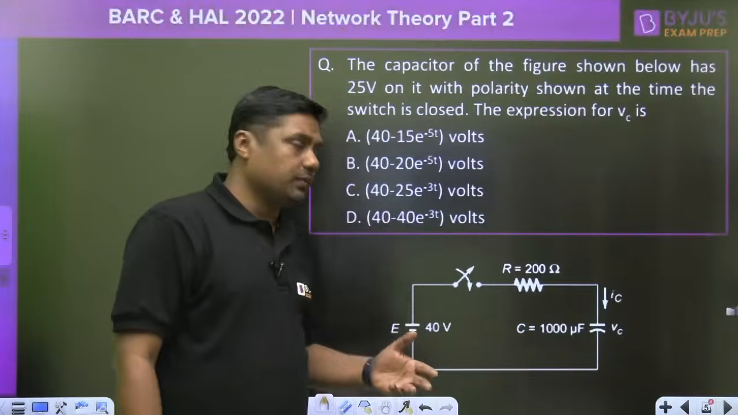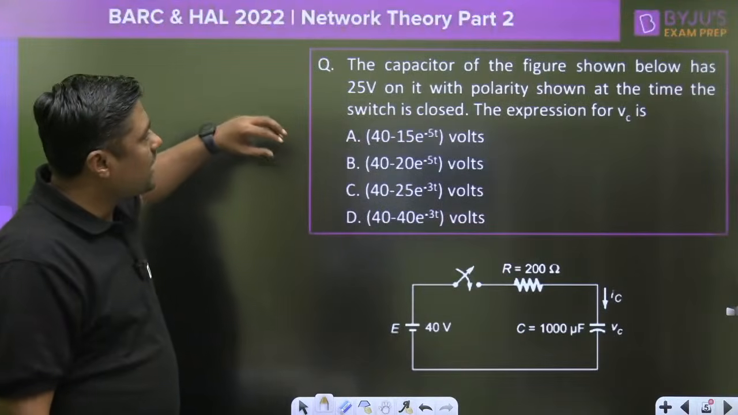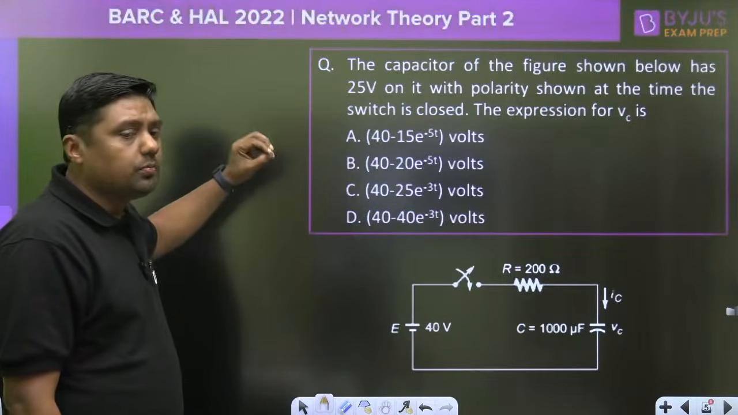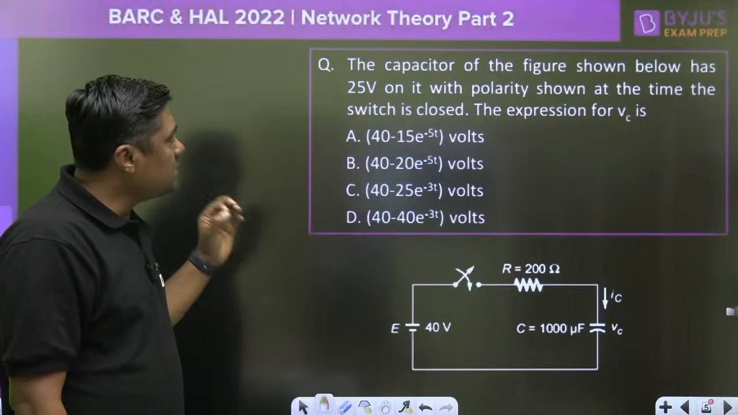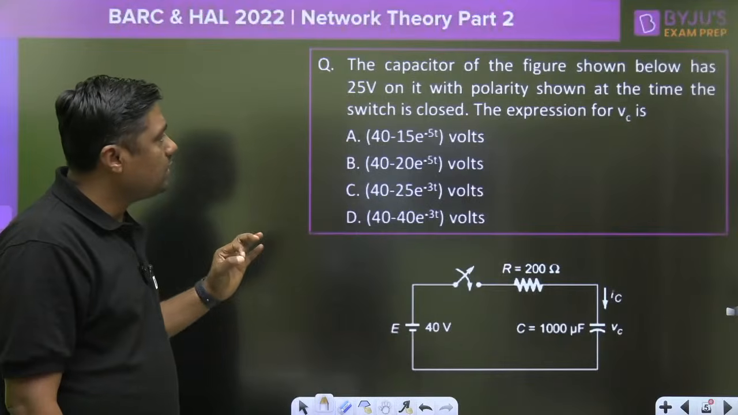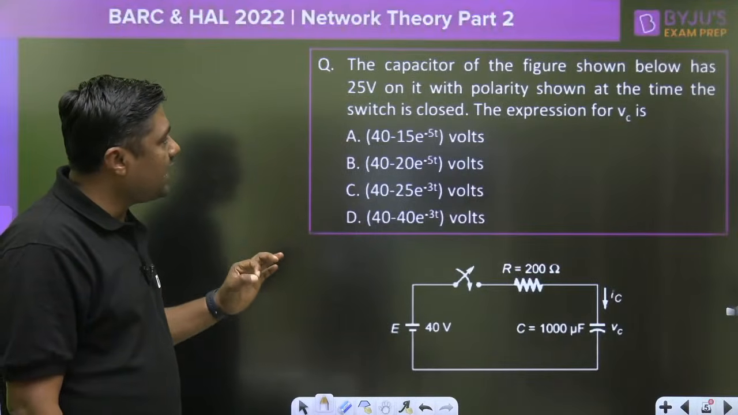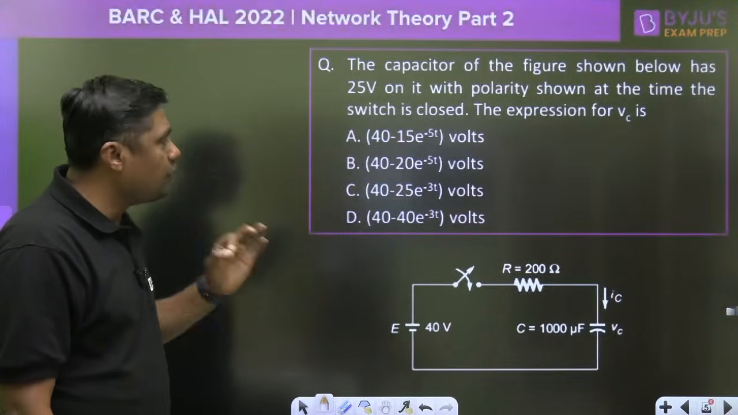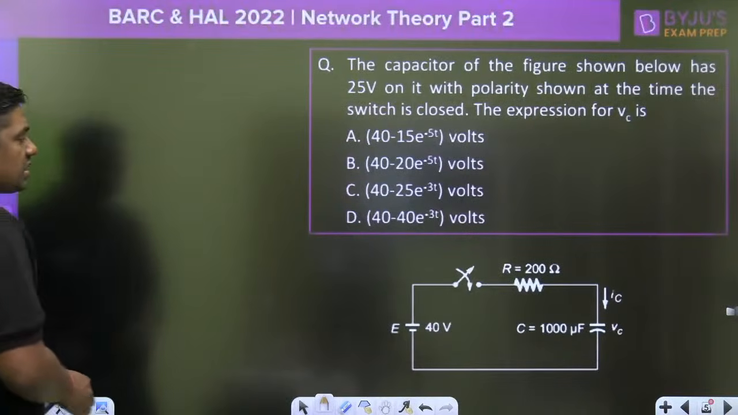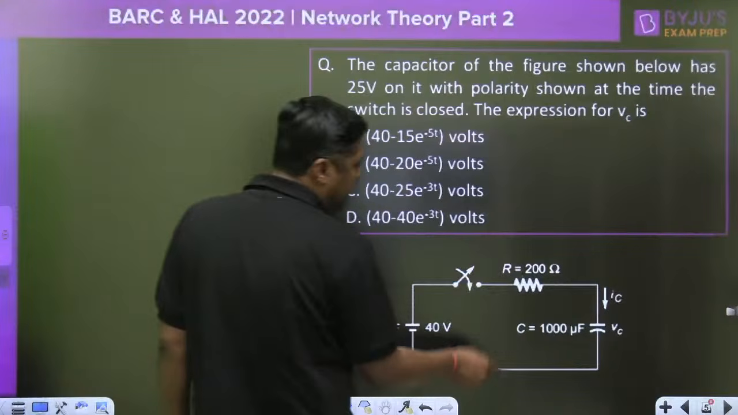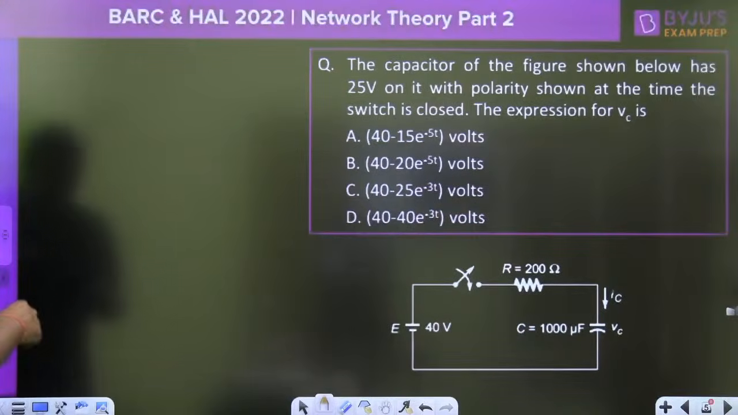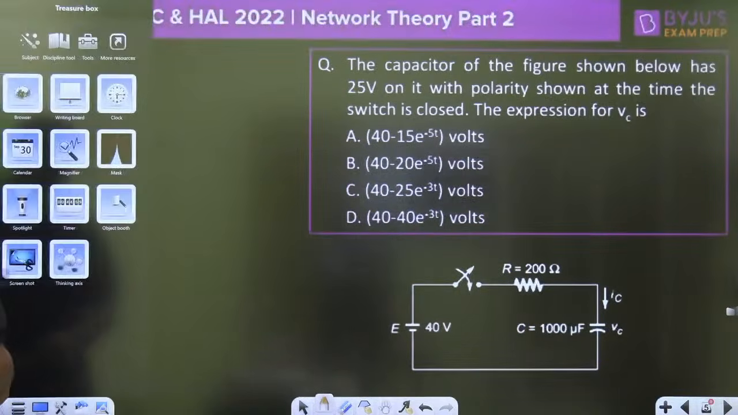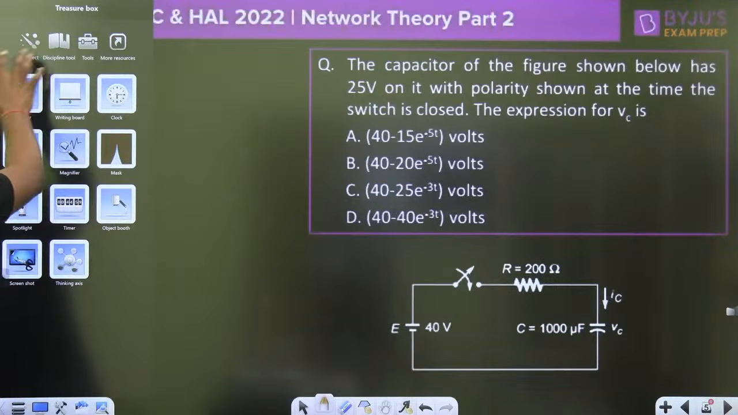So everyone, what will be the answer? The capacitor of the figure shown below has 25 volt on it with polarity shown at the time the switch is closed. What will be the expression for VC? That is the 40 volt, 200 ohm, 1000 microfarad, and that is the answer given. So everyone, please give me the answer. What will be the answer for this question?